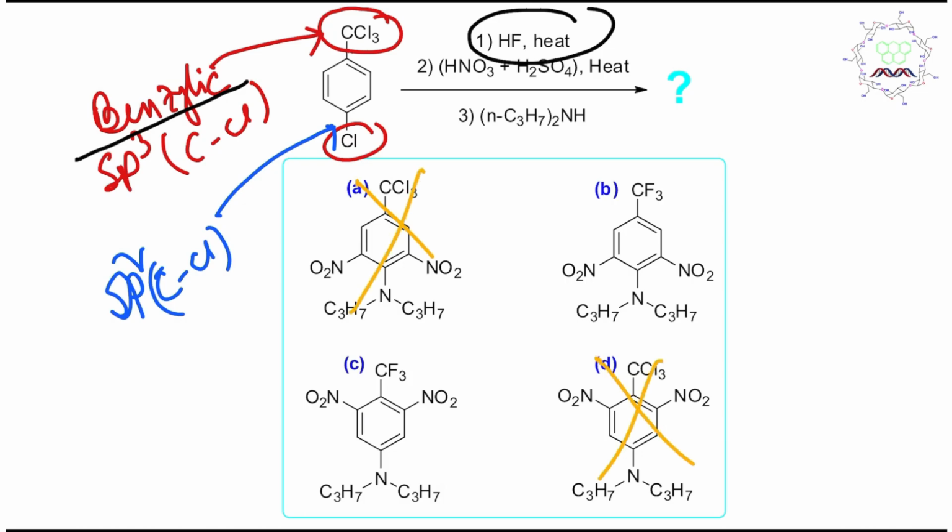Now the second point, nitric acid and sulfuric acid with heat. A simple answer, student: CF3 has a strong minus I effect, so it is meta directing. Not only that, this chlorine is ortho-para orienting and deactivating. So obviously these two statements indicate the nitration on this position. So ultimately, option C is gone. Which is left?